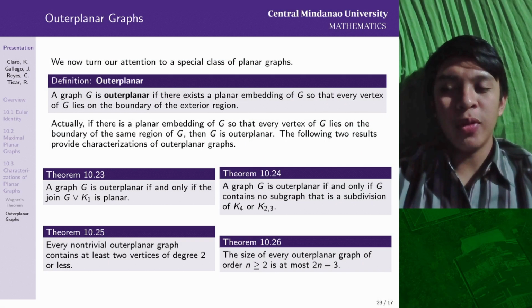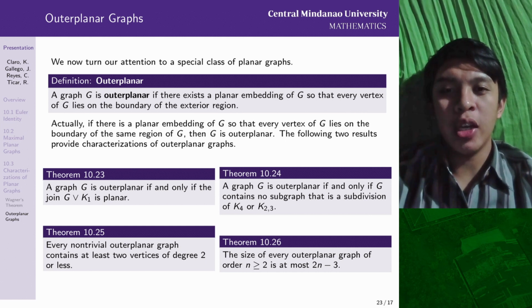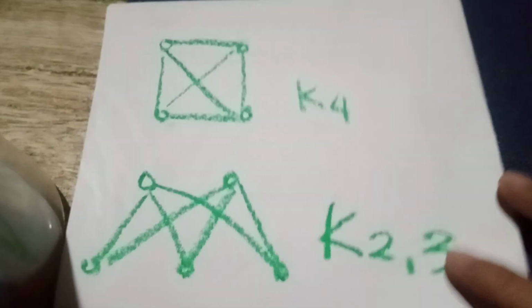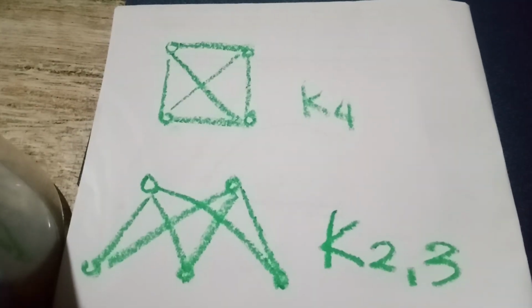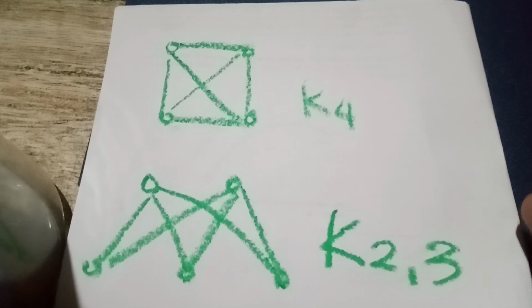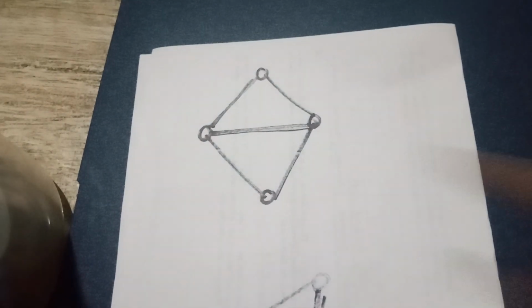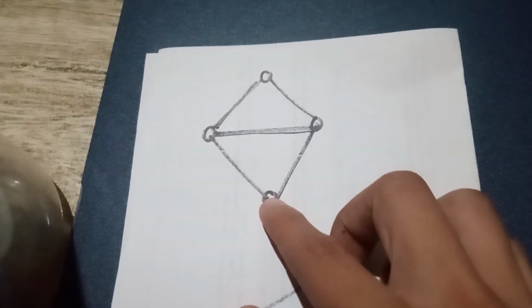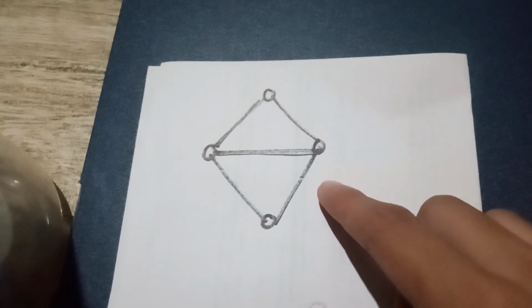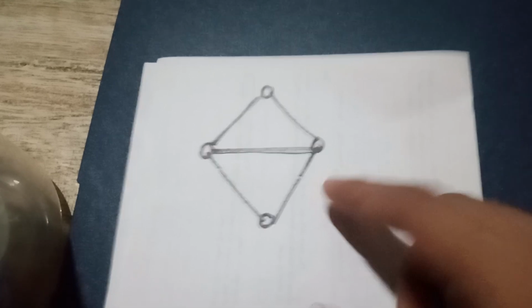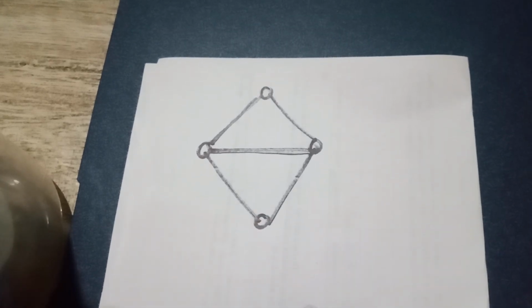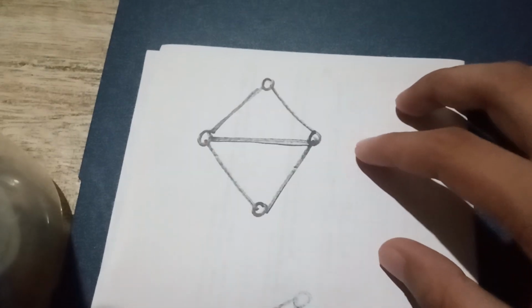Theorem 10.24 states that a graph G is outerplanar if and only if G contains no subgraph that is a subdivision of K4 or K2,3. Here are the K4 and the K2,3 mentioned in the theorem. This one and this one. Let's have an example for the theorem. If we have this graph and add another vertex, this one, the graph is still an outerplanar graph because it doesn't contain a subdivision of K4 or K2,3 that I've shown earlier. So this graph is an outerplanar graph.